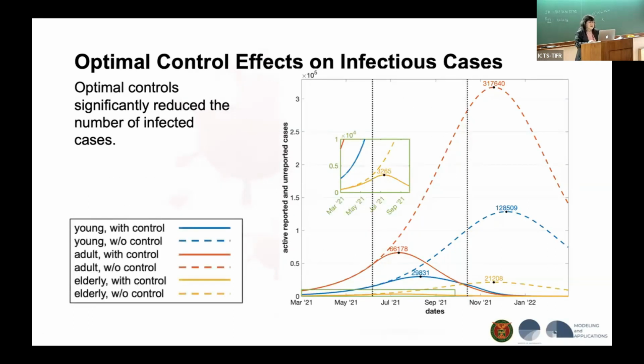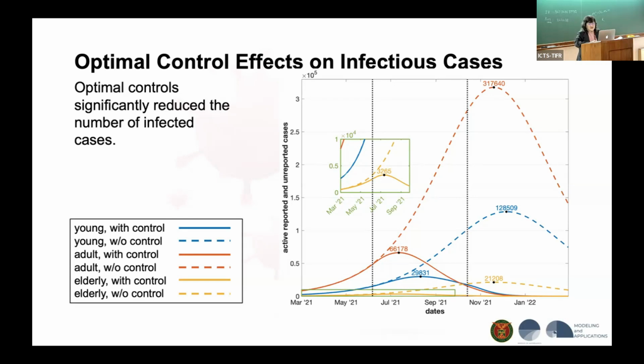And here again, we present the effects of optimal control on infectious cases. We can see that the control significantly reduced the number of infected cases. If you take a look at this figure, look at the yellow one and the red one. The red one is, of course, the adult age group. Without control, the infected cases in the adult age group can reach up to 317,640. And with control, the peak here is 66,178.